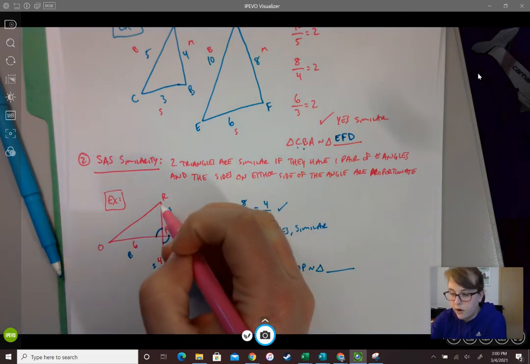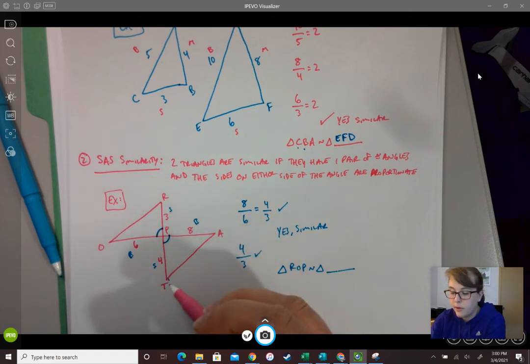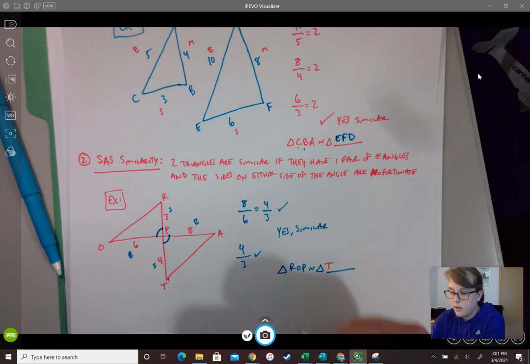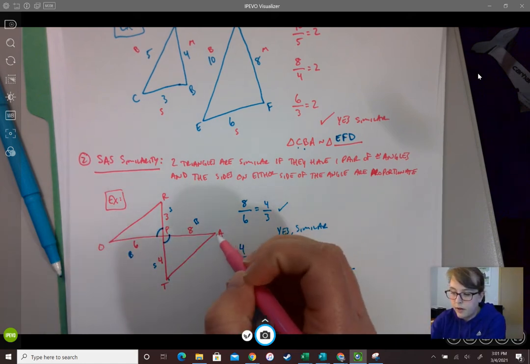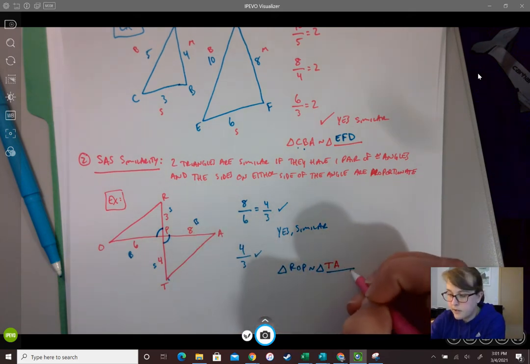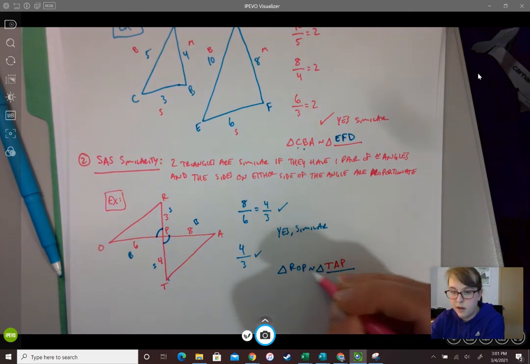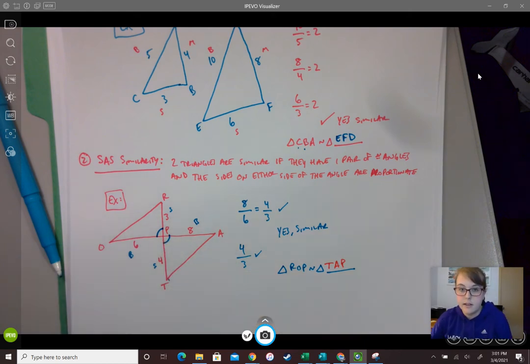So starting with R, we know R is between the small side and the one that we didn't label. So the one over here that's between the small side and the one we didn't label is T. So T would come first. Then O is between the large side and the one we didn't label. Over here, A is between the large side and the one we didn't label. So A would come next. And then P would come last. Notice how P is in the same location in each spot because P is that angle that is the same on both triangles.